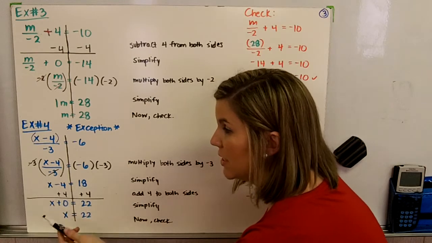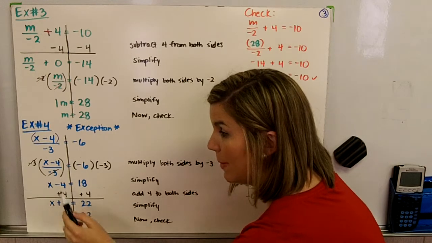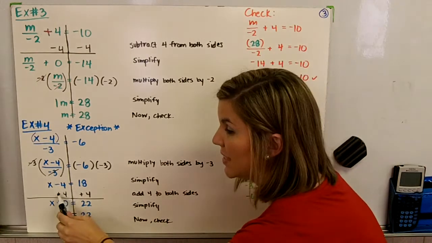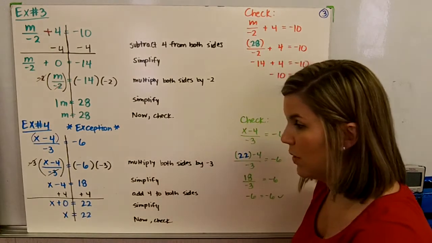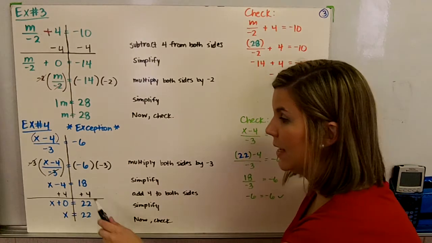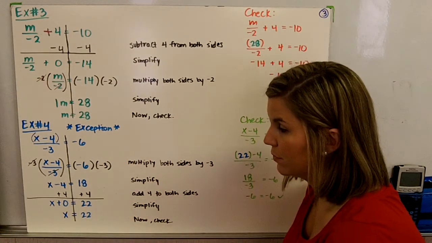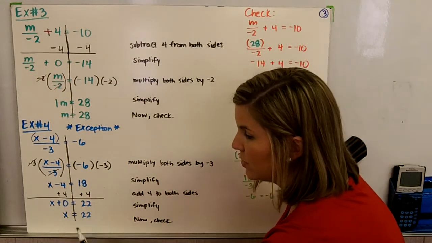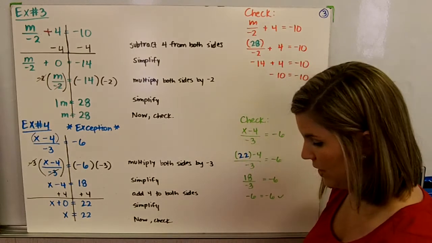And now we're going to do the addition or subtraction. So it's x minus 4. The opposite would be to add 4 to both sides of the equation. Minus 4 plus 4 gives you 0. 18 plus 4 is 22. And simplify. X plus 0 equals 22, so x equals 22.